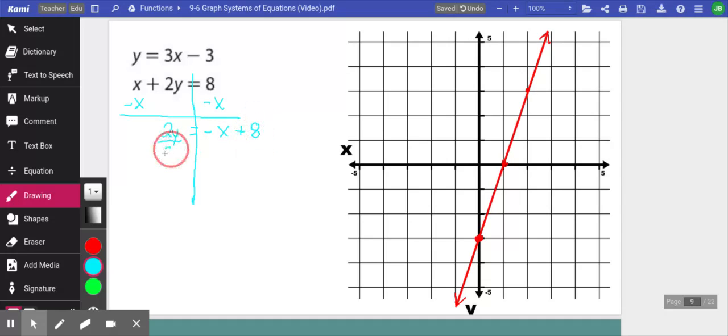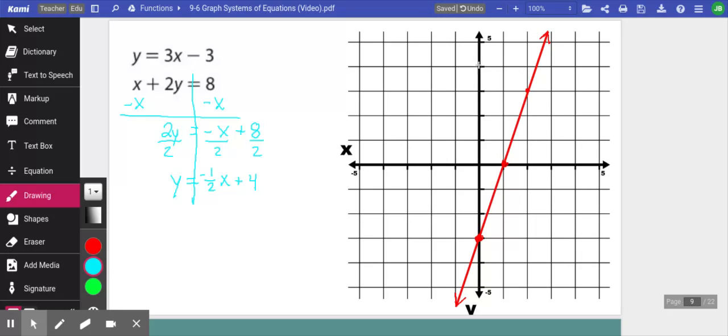Then I need y by itself. So I'm going to divide all things by 2. So that now y is going to equal negative 1 half x plus 4. So what I did is I solved it for y. That put it into slope-intercept form. And now I can graph this.